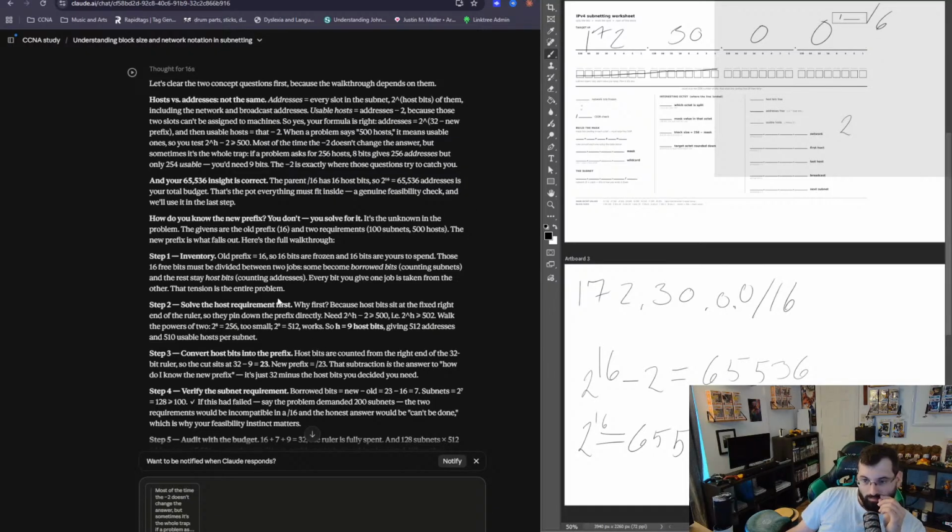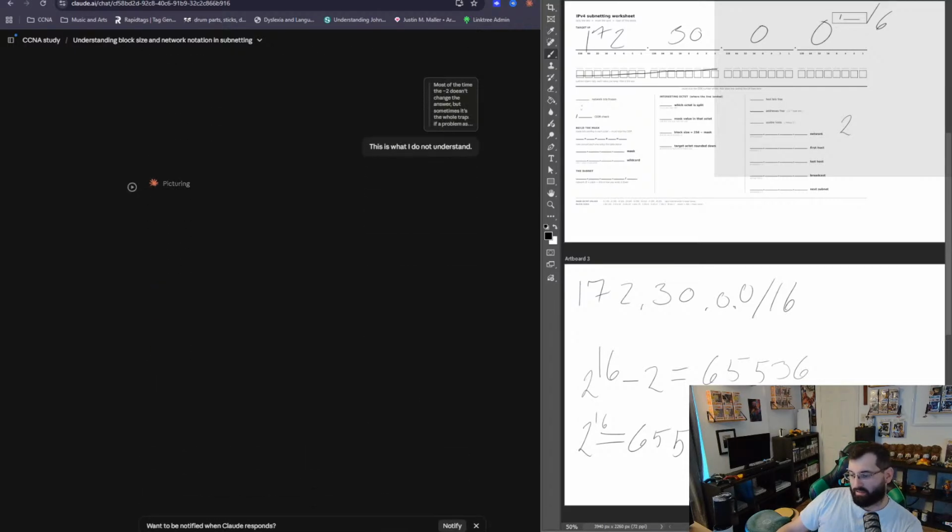Borrowed becomes the borrowed bits, counting subnets, and then the rest stay the host bits, counting addresses. Okay. So that's a big thing. Those 16 free bits must be divided into 2 jobs. Some being borrowed bits, which are going to be counting subnets, and then the rest of the host bits would be counting addresses. Oh, damn it!